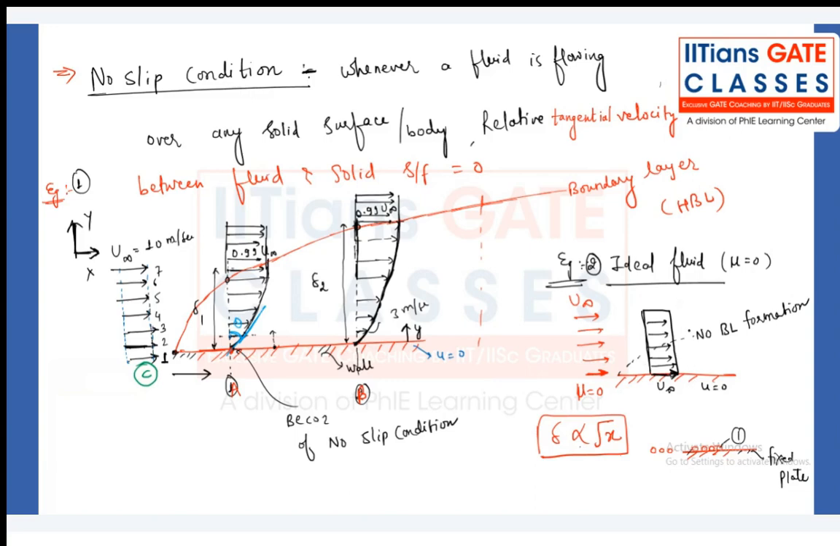And further, the second, third, fourth particles will also be moving with the same velocity, because there is no communication, whether they are getting slowed down or not. No communication, nothing. So there will not be any kind of boundary layer formation. Please note that.